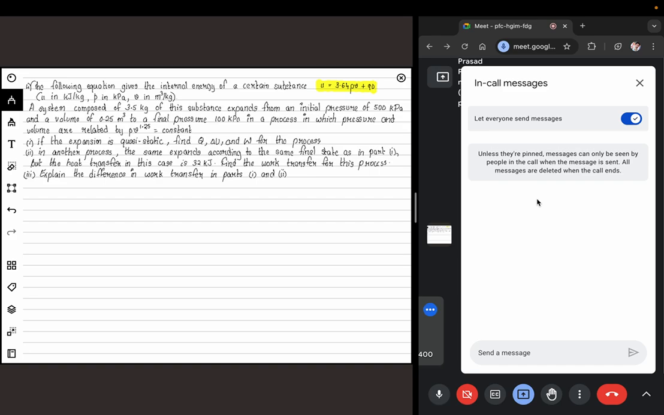First part, if the expansion is quasi-static. When we say quasi-static, it means that it is in equilibrium at each and every point during the process. That is exactly when you will be able to come up with a relation like this. If it were not quasi-static, then this relation would not be valid. Find Q, delta U, and W for the process.